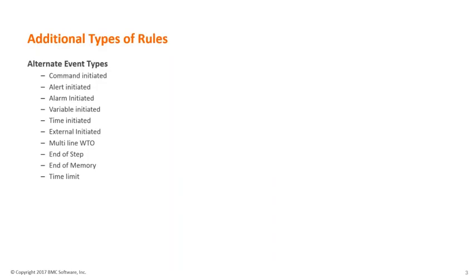In addition to message rules, AutoOperator supports a multitude of different types of events. We have command events, alert events, we have alarm events from MainView Alarm Manager, we have variable events, we can start events based on time, we can capture external events via subsystem, we can capture multi-line WTOs, we can capture end of step, end of memory, and then a time limit for your jobs.